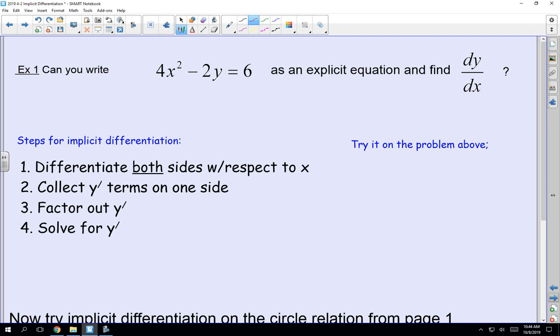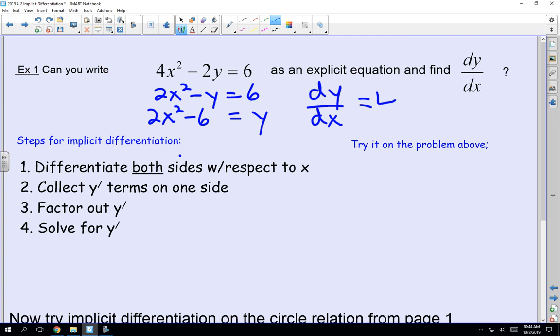Sometimes we're going to go ahead and solve this one explicitly first, and so we'll have an answer, and then we'll do it implicitly and get the same thing. Okay. So this one, if I divide by 2 first, then y equals 2x squared minus 6. So dy dx would be 4x. So I'm going to demonstrate that we'll get the same thing doing it implicitly.